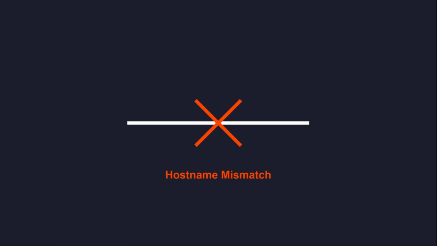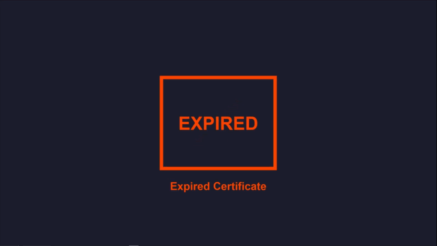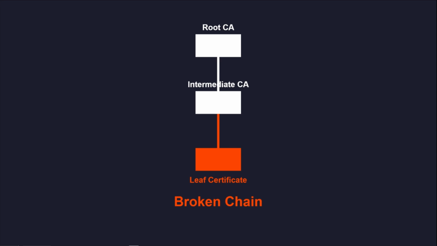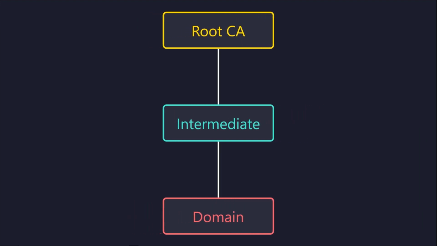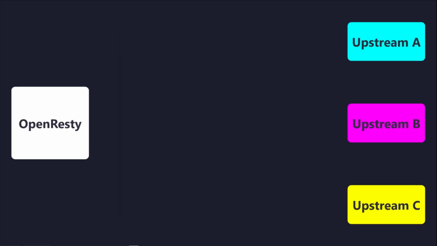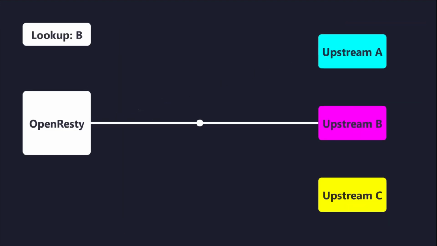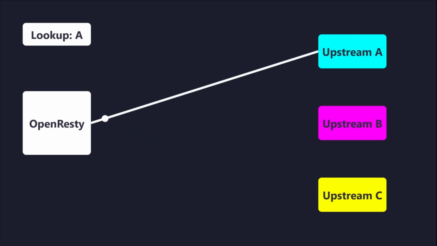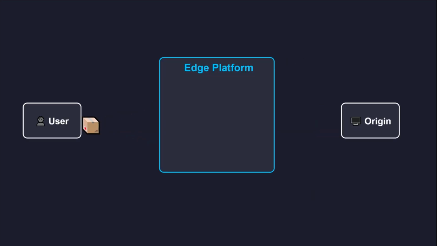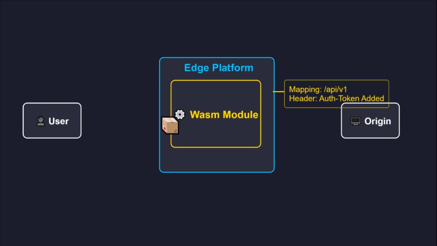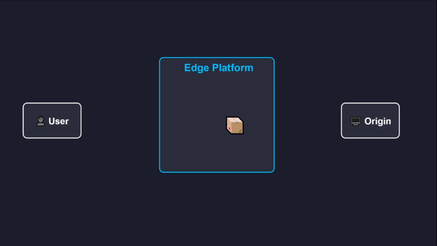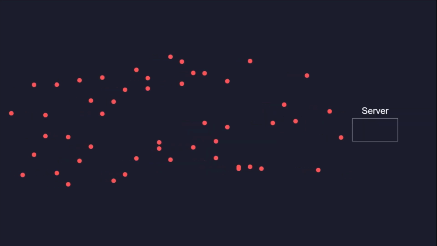Common failures include mismatched common names, expired certificates, or missing intermediate chain certificates, which break the trust link to the root authority. Always bundle the intermediate certificate with the domain certificate to provide browsers with the complete path back to a trusted root authority. Use a scriptable proxy like OpenResty to dynamically select the upstream destination based on real-time lookup results without reloading the configuration. Modern edge platforms allow using WebAssembly modules to perform domain mapping and header manipulation with near-native performance and extreme flexibility.